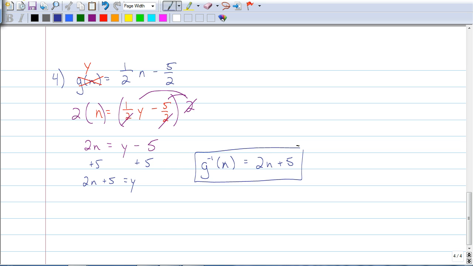So hopefully you can see what we're going to be doing here with inverses and how to write an inverse when it's in function notation. That's very important because you will lose points if you don't include that in your answer. So make sure you're aware of that.